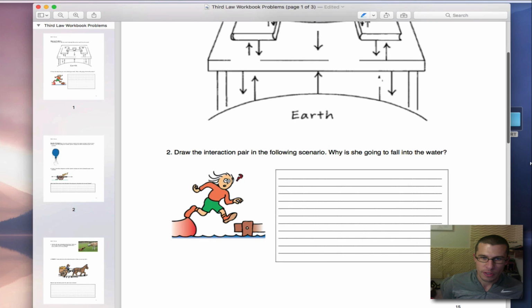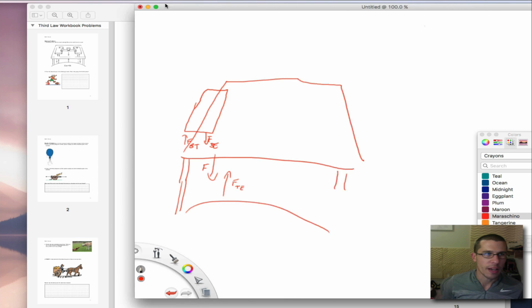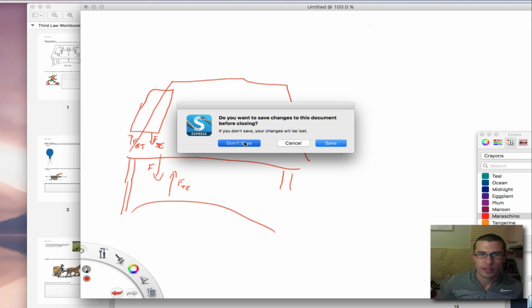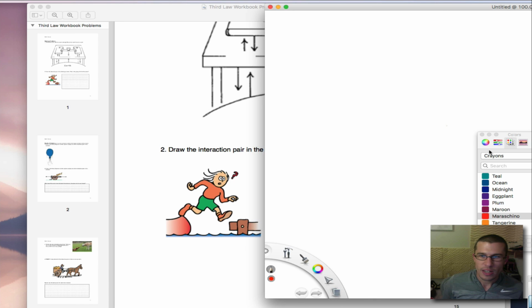The difficult one, I think, is the one right below it. You've got this little person who is about to fall into the water. The question is, why does she fall into the water? Let's see if we can figure this one out. I'm going to redraw this whole situation: you've got the little canoe, you've got the water, and you've got the person who's about to step off.